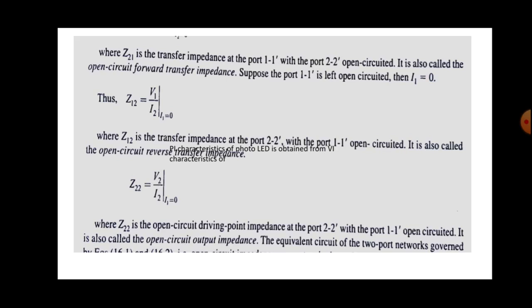So, to make the concept clear, we have now got different open circuit impedance values: driving point input impedance, driving point open circuit output impedance, and transfer impedances, that is, open circuit reverse transfer impedance and open circuit forward transfer impedance. Like that we have obtained different quantities.